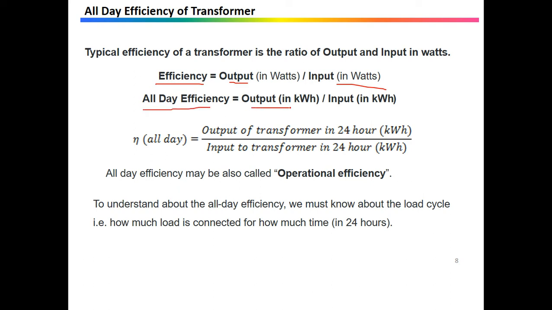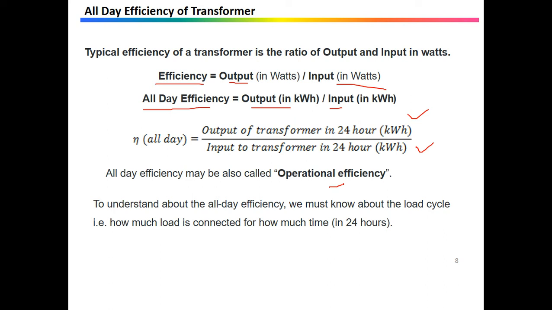So this time the efficiency is the output of the transformer in 24 hours in kilowatt-hours to the input of the transformer in 24 hours in kilowatt-hours. This all day efficiency may also be called the operational efficiency. On the basis of usable energy, we estimate the all day efficiency for a specific time during the 24 hours.